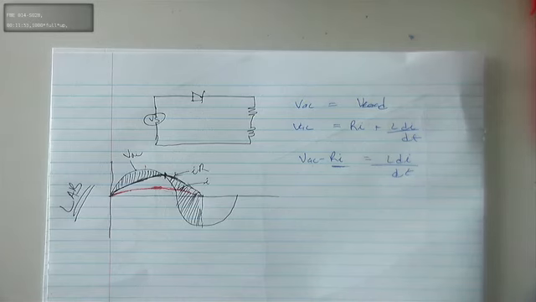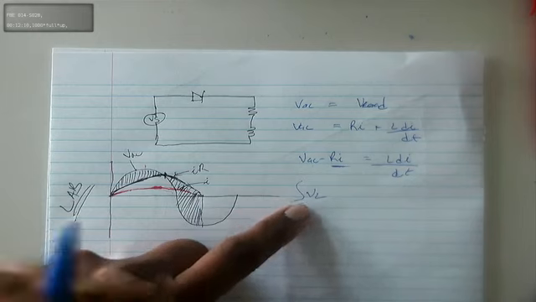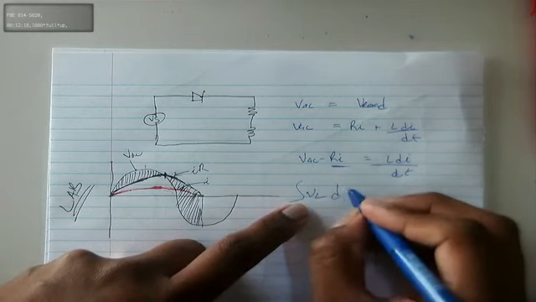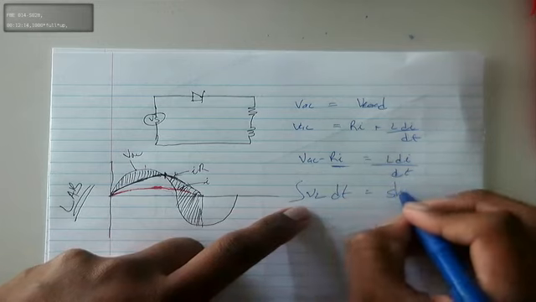What else can we talk about? Okay, so we understand that the formula for the inductance voltage, the integral of VL, is equal to the shaded area.